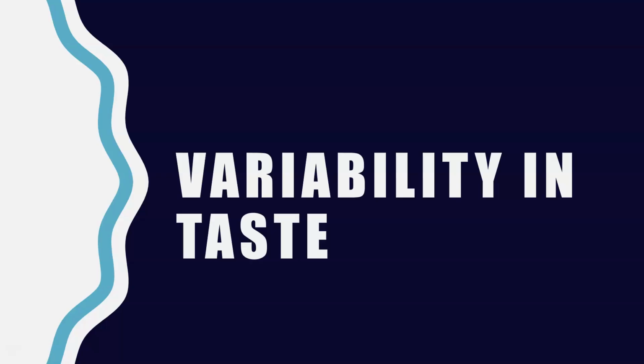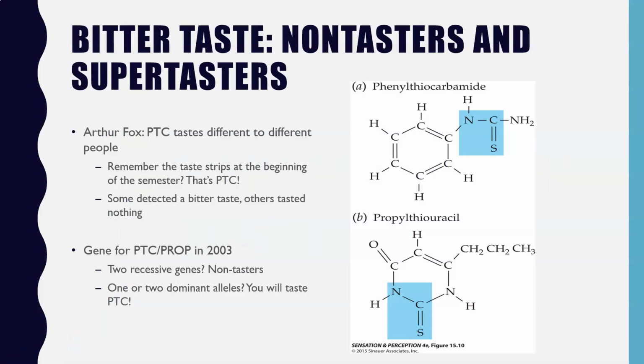So now let's talk a little bit about the variability that we see in taste. So we got to go back to the very beginning of class when I had you test whether or not you were super tasters. So what you are looking at here is phenylthiocarbamide, or PTC. So Arthur Fox did some research. He's a researcher, and he basically reported that PTC, this chemical structure here, tastes different to different people.